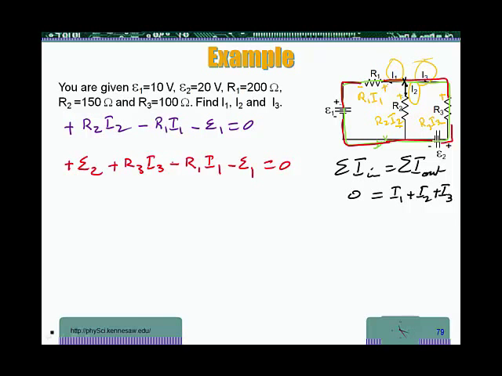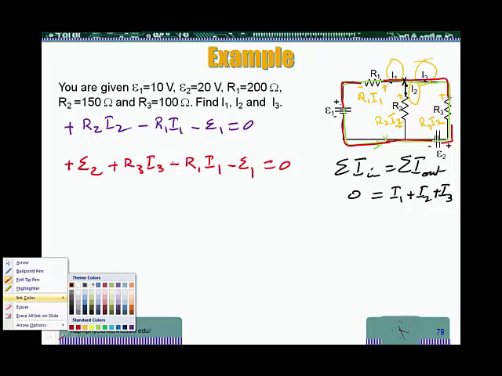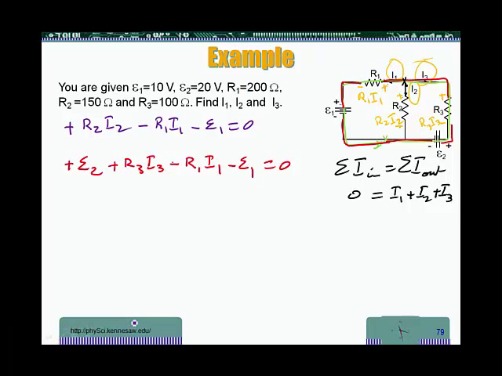Okay, I'm going to plug in the numbers. Let's go back to purple here for the first equation. So R2I2, so it's going to be 150 ohms I2 minus R1, so minus 200 ohms I1 minus E1, so that's minus 10 volts, is equal to 0. That's the first equation.